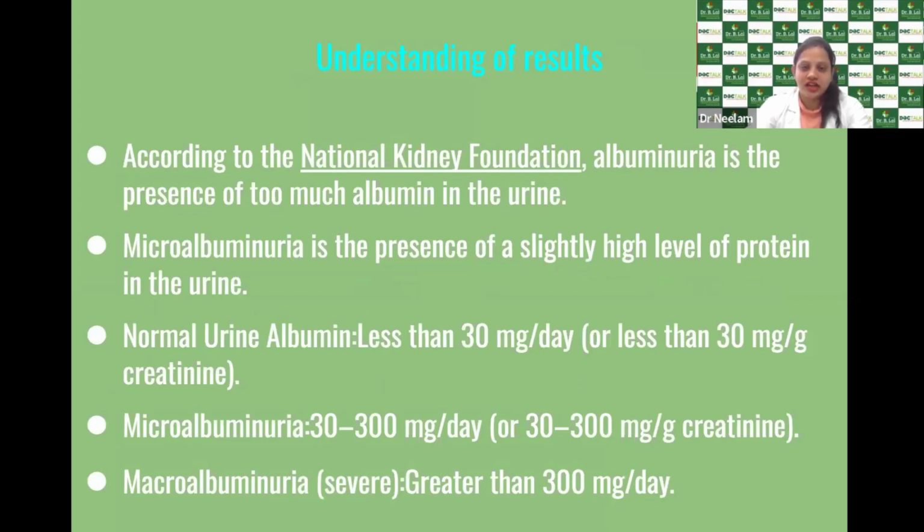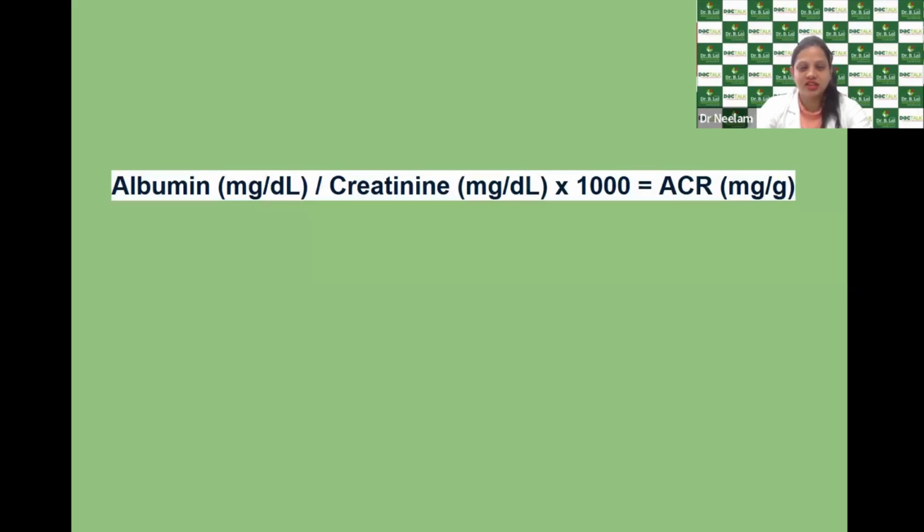According to the National Kidney Foundation, microalbuminuria is the presence of a slightly high level of protein in the urine. Normally, urine albumin is less than 30 milligram per day. In microalbuminuria, it is 30 to 300 milligram per day, and above 300, it is called macroalbuminuria. This is the basic formula for how we can calculate the microalbumin in the urine.